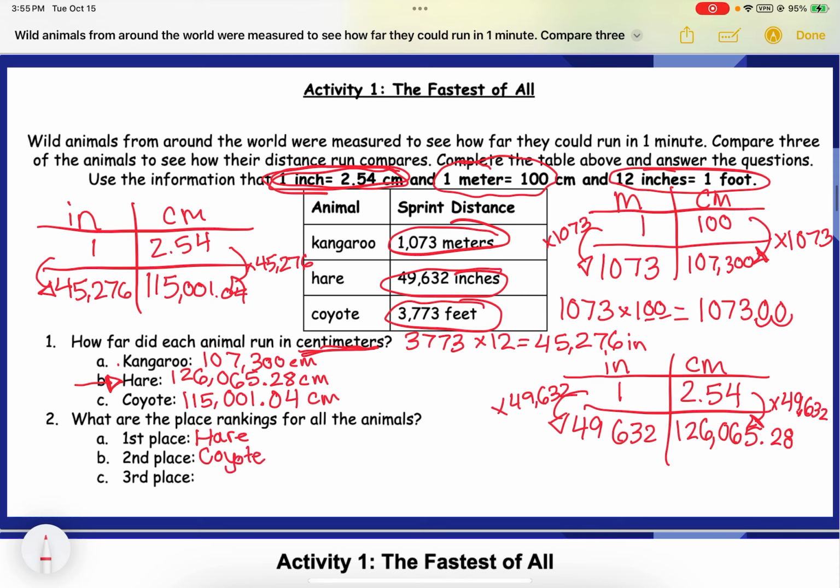And then in third place, we would have the kangaroo, which the kangaroo part makes sense at least. Okay, so we can use tables. Once we have a rate to go off of, then we can convert different units into different units of measure and then compare. So that's kind of fun.